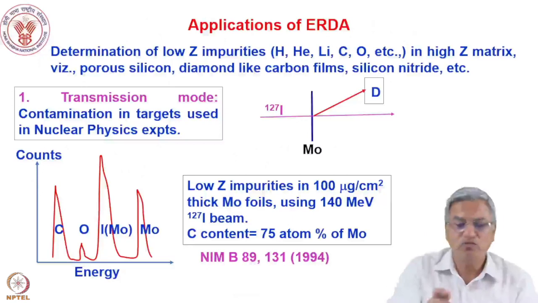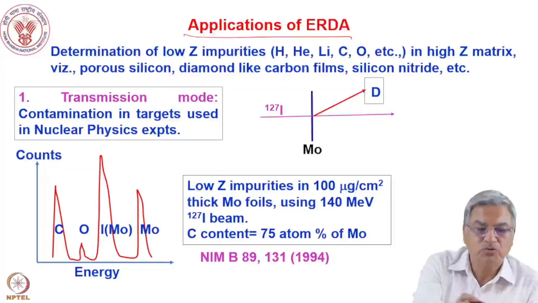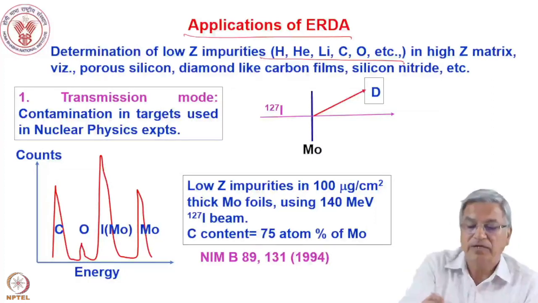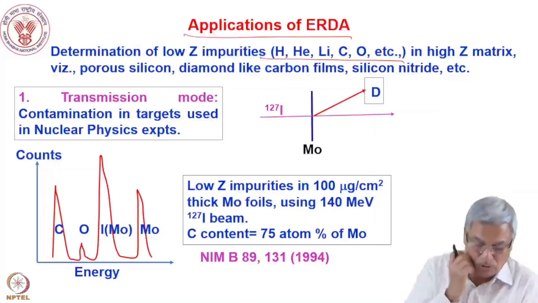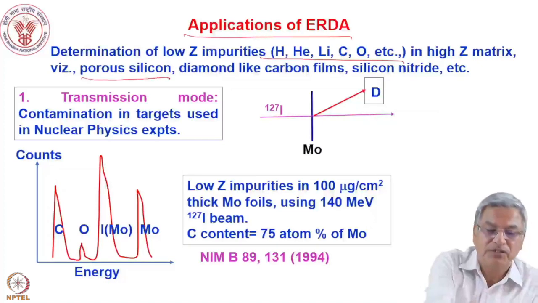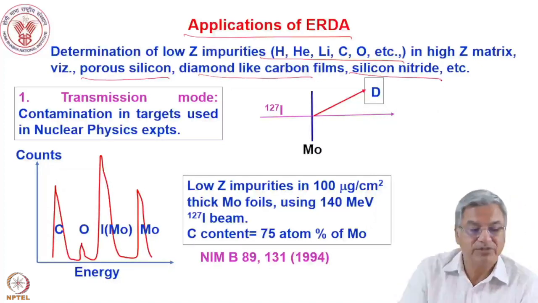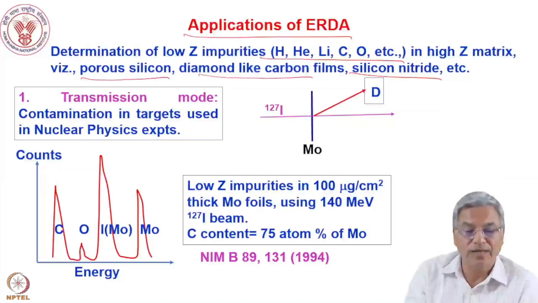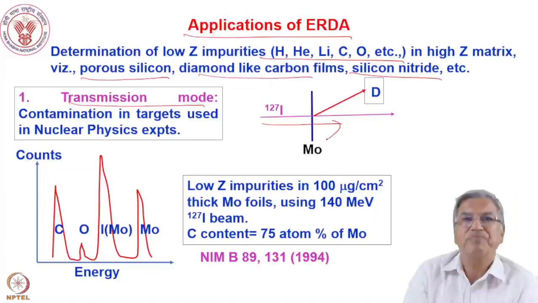So I'll just quickly give you two applications of elastic recoil detection analysis. ERDA is essentially used for low Z impurity detection, hydrogen, helium, lithium, carbon, oxygen, in a high Z matrix. Most of the time these high Z matrices are high technology materials like porous silicon, diamond-like carbon films, silicon nitride, etc. If you have a very thin target, micron thick or even less, then you can use it in the transmission mode. It means in this geometry you don't need the glancing angle. The beam can pass through.